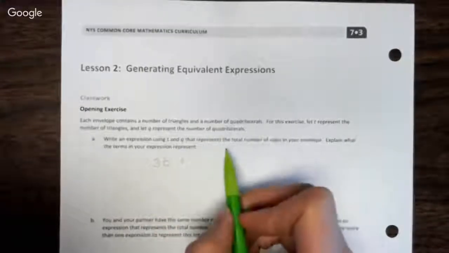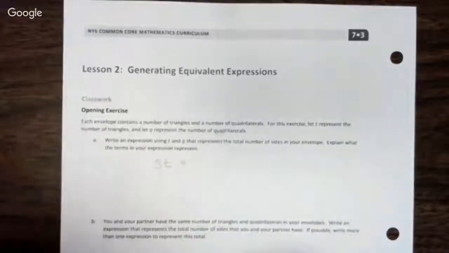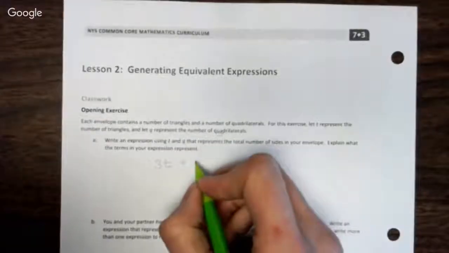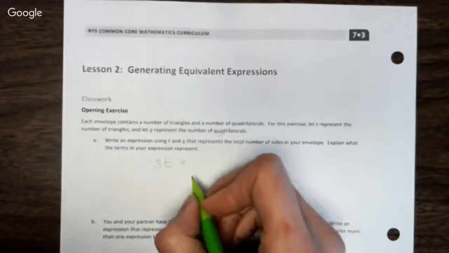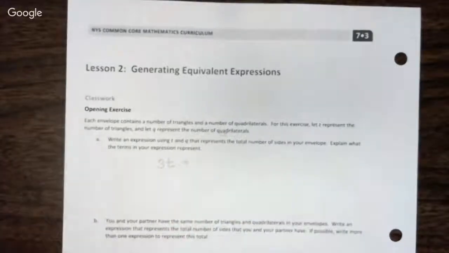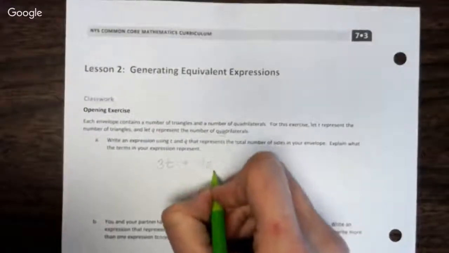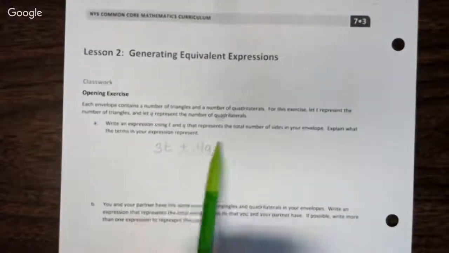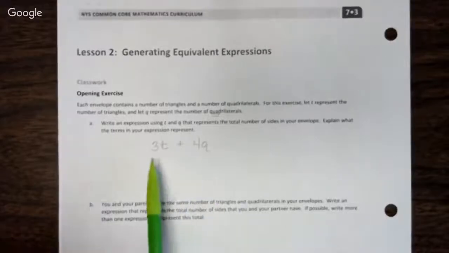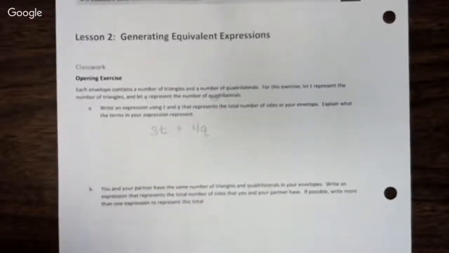Now we're going to add that to how many quadrilaterals you have. Well, a quadrilateral, think about that. Quad means 4, means that it has 4 sides. So if you have 3 quadrilaterals, you would have 12 sides. If you have 4 quadrilaterals, you would have 16 sides. I'm getting that once again by multiplying 4 times however many quadrilaterals you have. So this would be our expression for the total number of sides for triangles and quadrilaterals.